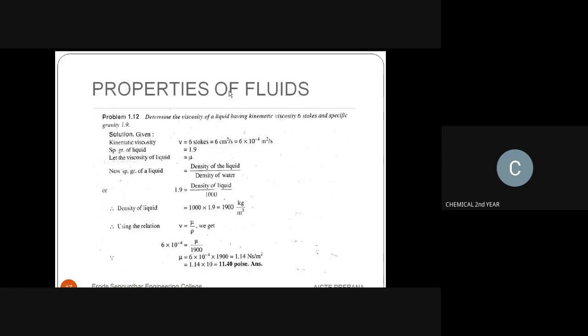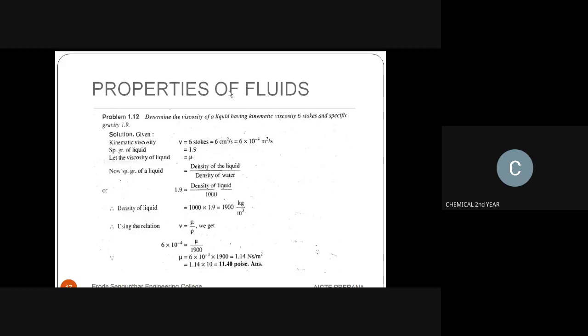Right. So you have to calculate the dynamic viscosity. So you have obtained the density of the liquid. So kinematic viscosity is directly given. So you need to use the formula of kinematic viscosity. Kinematic viscosity is equal to ratio of dynamic viscosity to the density of the liquid. So kinematic viscosity is 6 into 10 to the power of minus 4, which is equal to dynamic viscosity mu that we need to find out divided by density of the liquid, which is 1900.